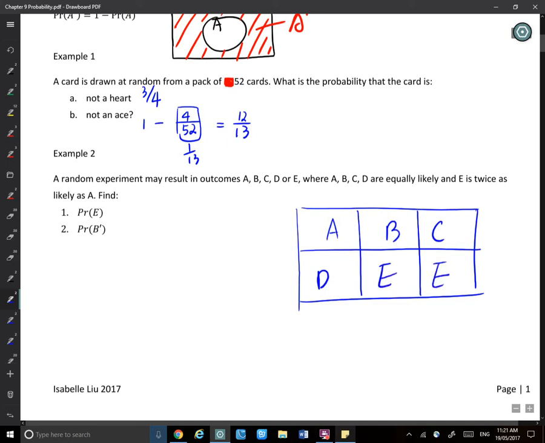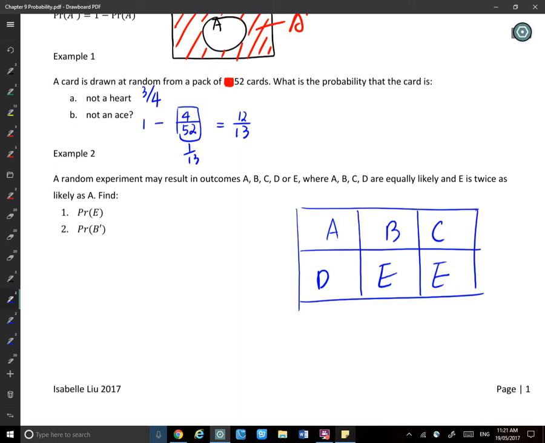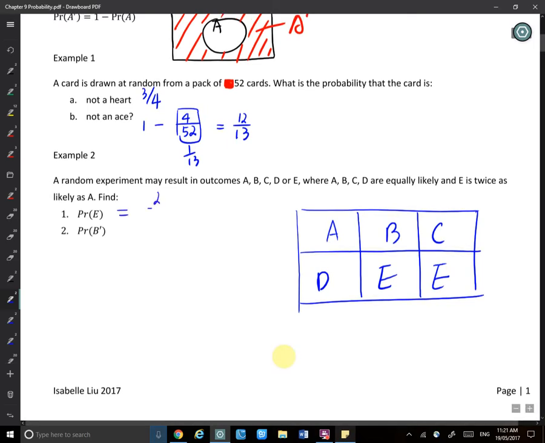In total I have 6. The total number of outcomes will be 6 because E is twice as likely as A, B, C, D, so you have 2 boxes there. So the probability of E will be 2 over 6, which is a third. The probability of E dash will be 1 minus 1 over 6, which is 5 over 6.